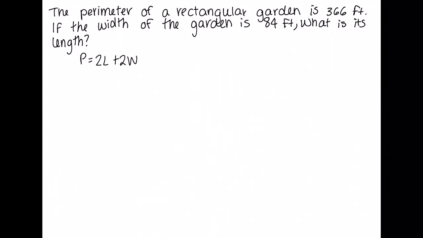We're given the perimeter, it's 366 feet. So instead of the P, I'm going to go ahead and put 366 is equal to. The other bit of information we were given is the width. The width of the garden is 84 feet. So instead of this W here, I'm going to put 84. So I'm going to leave 2L alone, 2L plus 2 times 84. So we just need to solve for L from here.